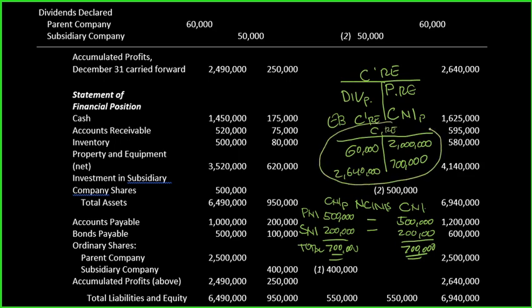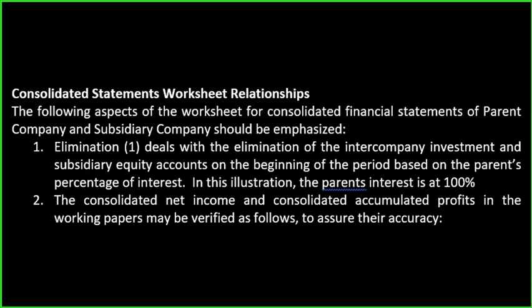Okay, if you're using the cost method or equity method, you should arrive at 2,640,000. So, where is that? Ayun, doon po nanggaling. Yung 2,640,000. Okay po? Alright. So, let's continue.